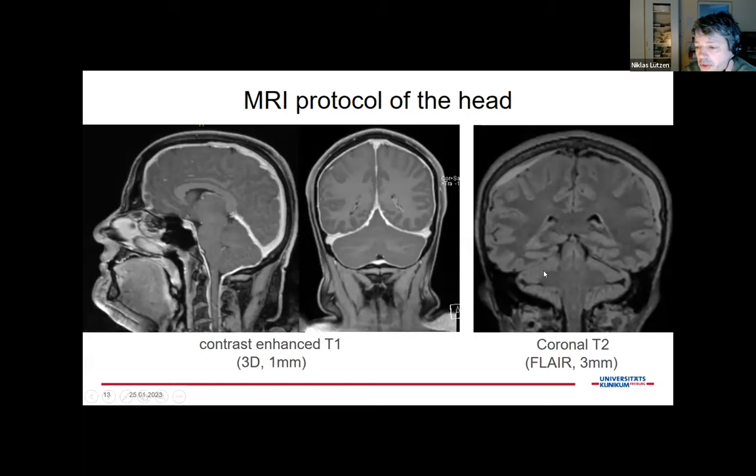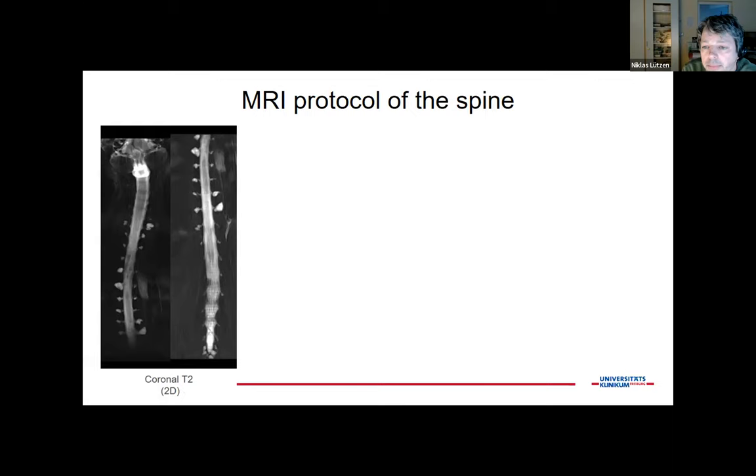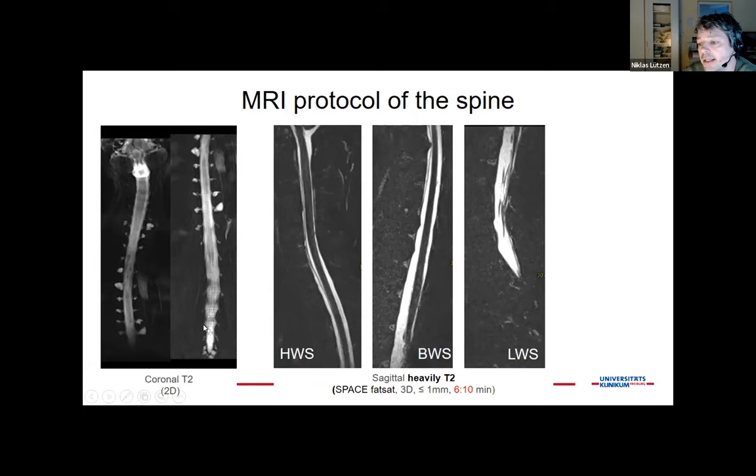MRI protocol for the spine, we use coronal T2 two-dimensional sequences. It's just good to see, for example, diverticula or fluid collections at a glance, but this is not totally necessary. I think most important for the spine are the so-called heavily T2 sequences. They are fat saturated, and that means we can only see the signal of the water. And this is most important for us because we want to see extradural fluid collections. Here's a bony spur, and next to it, there's a fluid collection.